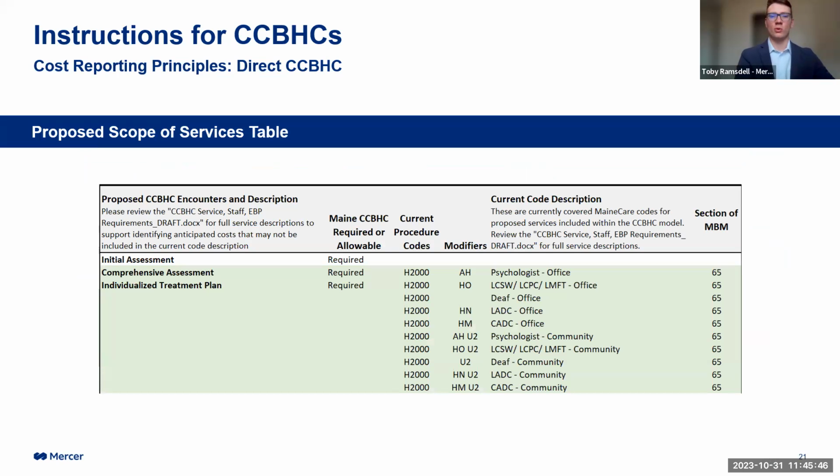I'll show you the proposed scope of services table as well from the state. Again, these are the codes that will trigger direct CCBHC costs. Some of these codes will trigger visits as well. However, some of these codes may be cost-only codes, so they may not trigger visits, but the cost is still necessary to be included in the PPS rate, similar to the cultural interpreters example that Camilo mentioned earlier, or those support services.